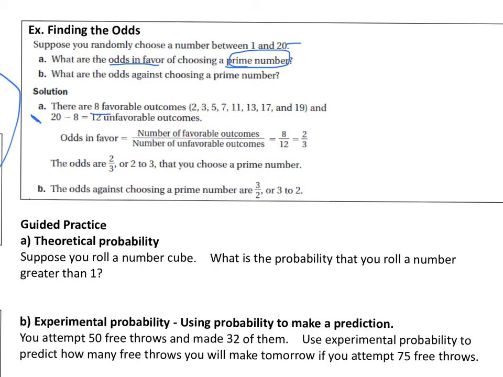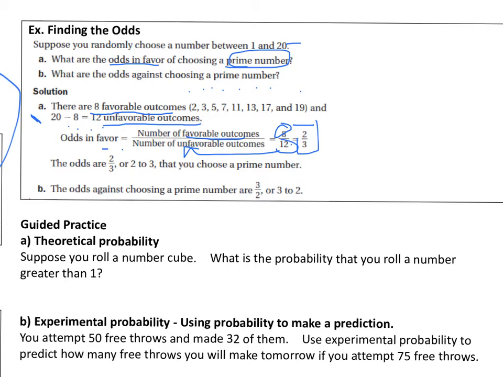There are 8 favorable outcomes: 2, 3, 5, 7, 11, 13, 17, and 19. All these outcomes are prime numbers. And 20 minus 8 equals 12 unfavorable outcomes. So my odds in favor will be equal to 8, which is my favorable outcome, over 12, which is my unfavorable. The other 12 numbers are composites. Then I need to simplify 8 over 12, and that will be equal to 2/3.